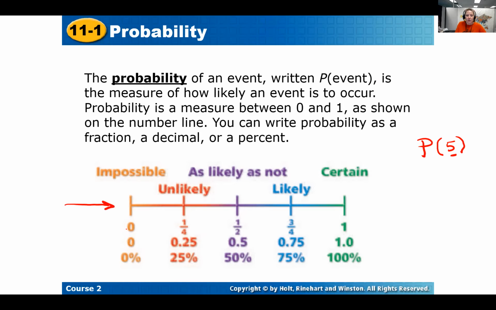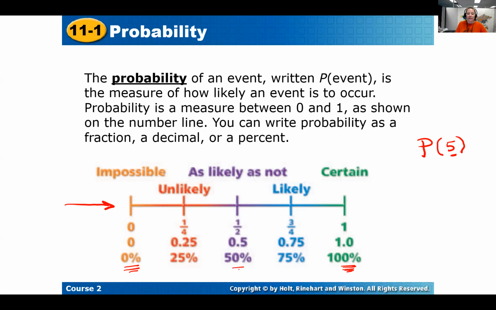These numbers between 0 and 1 talk about how likely an event is to occur or how unlikely an event is to occur. So if I said today is Tuesday, what's the probability that tomorrow is Saturday? You would say 0%. It's impossible, correct? However, if I said today's Tuesday, what's the probability of tomorrow being Wednesday? You would say that's certain, 100%, right? And then everything in between talks about how likely something is or is not to happen.